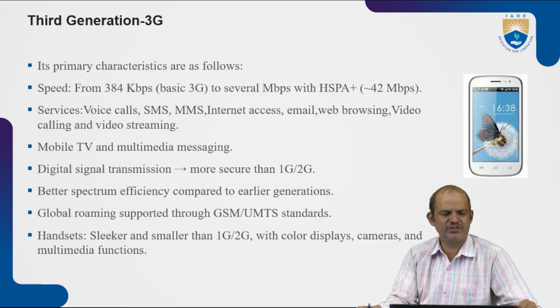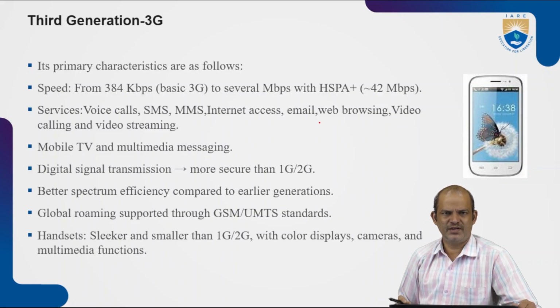The primary characteristics of 3G mobile phone speed is 384 kbps to 42 Mbps. Services are voice calls, SMS, MMS, multimedia services, internet access came into picture, and email, browsing, video calling, video streaming, mobile TV, and multimedia messaging, digital signal transmission. These are all the characteristics of 3G. More secure than 1G and 2G. Better spectrum efficiency compared to earlier generations. Global roaming supported through GSM and UMTS standards. Handsets sleeker and smaller than 1G and 2G with color displays, cameras, and multimedia functions.